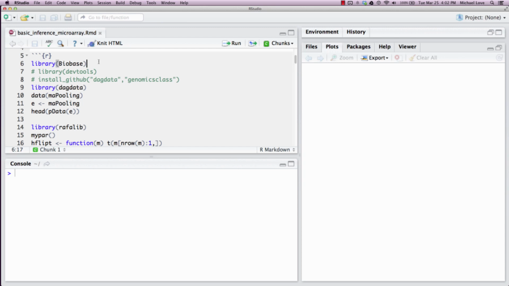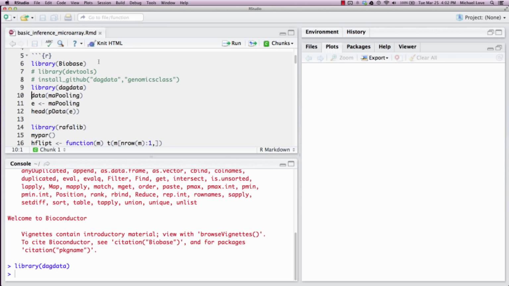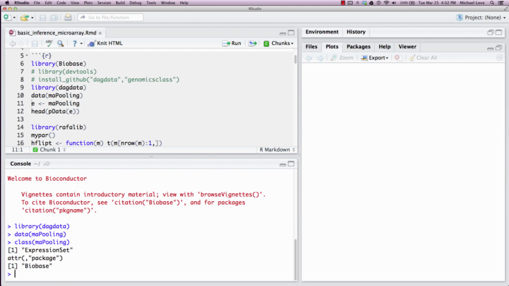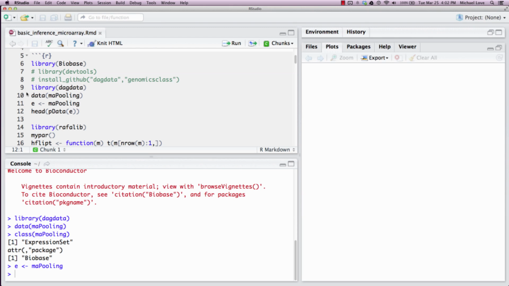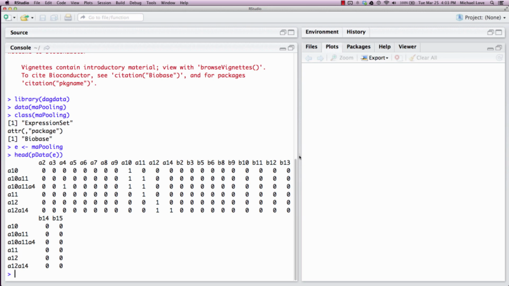So we're going to use the MA pooling data set, which is in the DAG data package. And I have the two lines to install this DAG data package from the genomics class repository if you don't have it already. Then we use the data function to load in this expression set, which is MA pooling, which stands for microarray pooling. The data set has a number of samples of these two strains, and it also has pooled samples, so pooling the biological replicates and then having technical replicates of those.